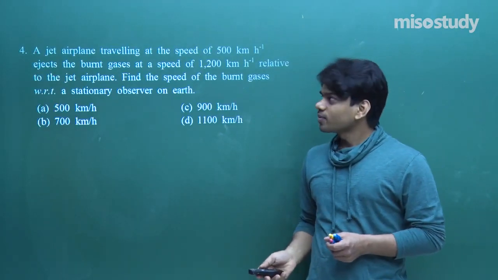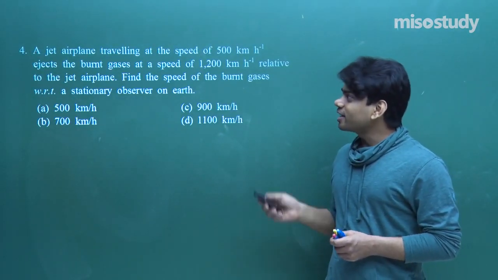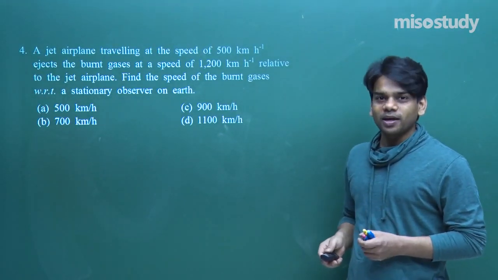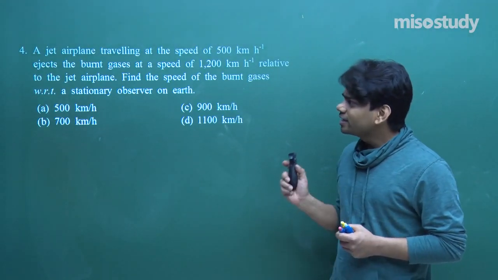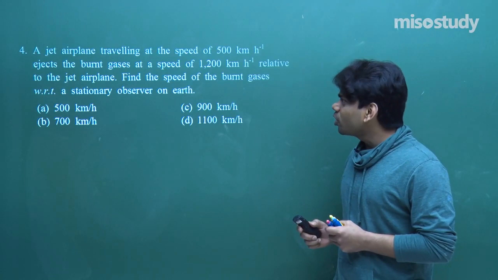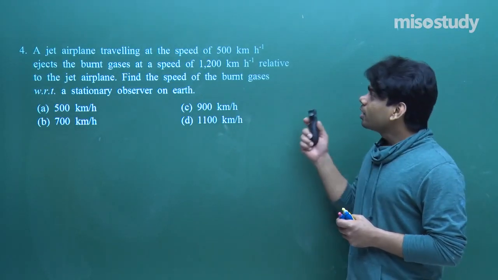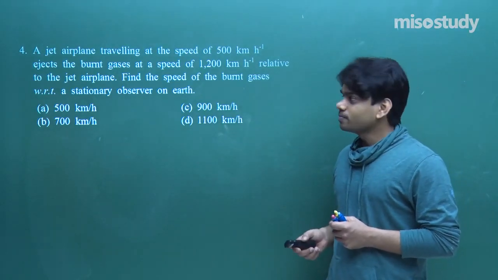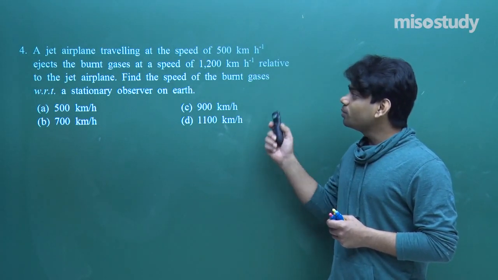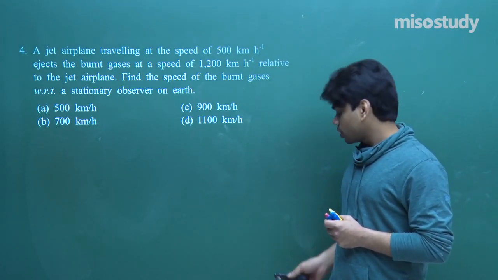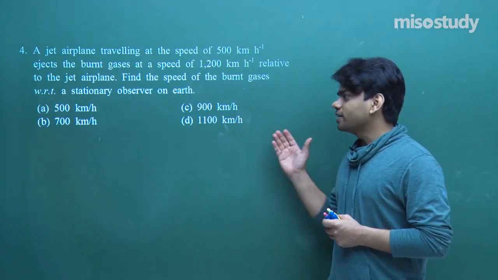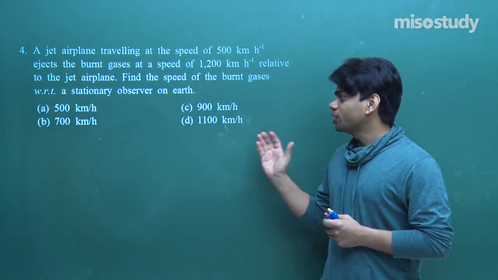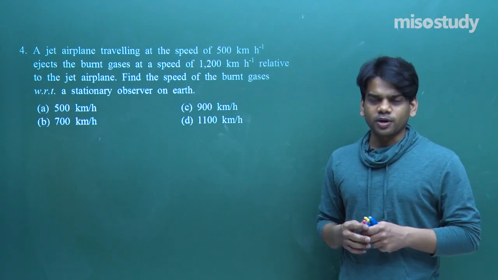Fourth question. A jet airplane traveling at the speed of 500 km per hour ejects the burnt gases at a speed of 1200 km per hour relative to the jet airplane. Find the speed of the burnt gases with respect to a stationary observer on Earth. Option A is 500, option B is 700, option C is 900, option D is 1100. All options are in kilometer per hour.